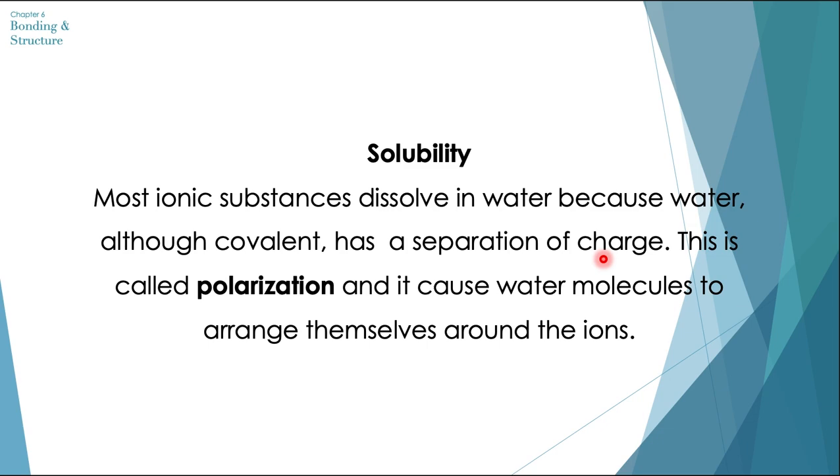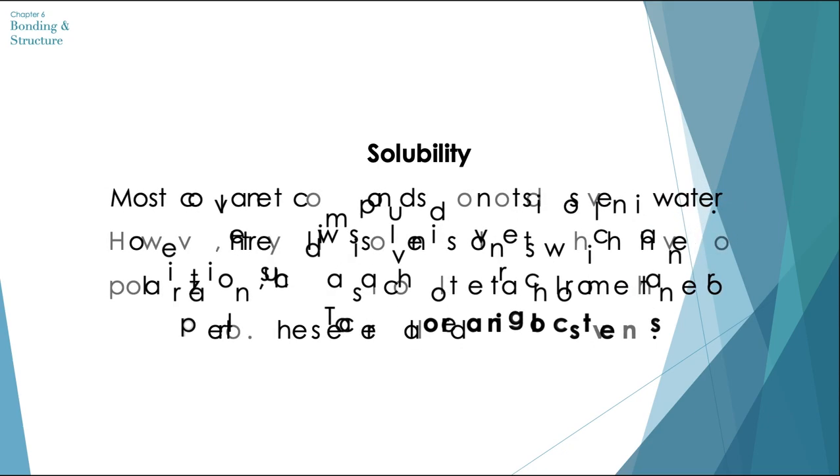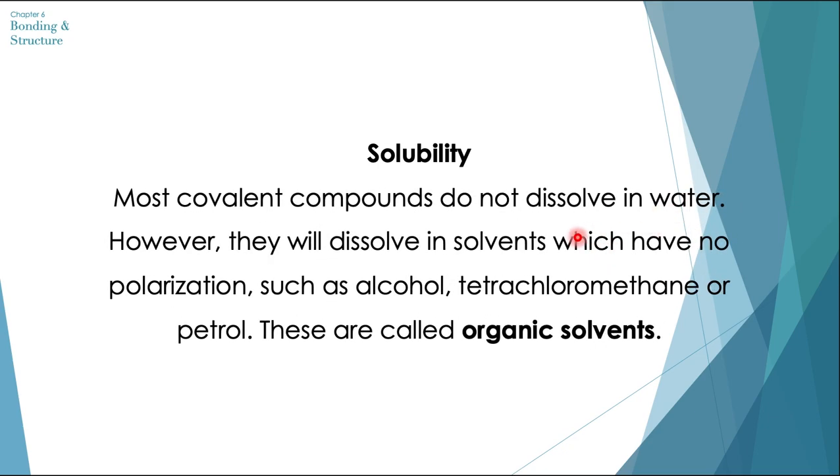So the ionic substances dissolve in water, but they also charge the water up a little. That's what polarization is. But most covalent compounds do not dissolve in water. They are insoluble. However, they will dissolve in solvents which have no polarization, such as alcohol, tetrachloromethane, or petrol. These are called organic solvents.